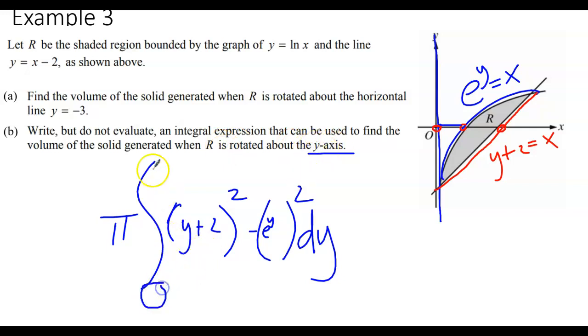Your limits are not going to be x values anymore, they're going to be the y values. So I have to go back and I have to find these points of intersection again, and this time I have to have the y values for the point of intersection. Okay, so let's go ahead and do that.